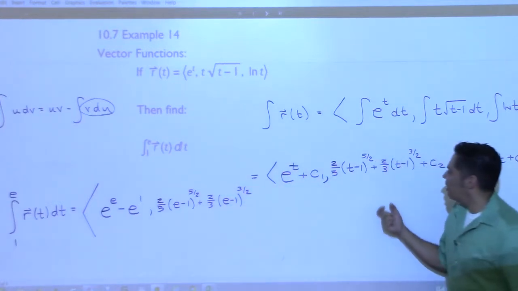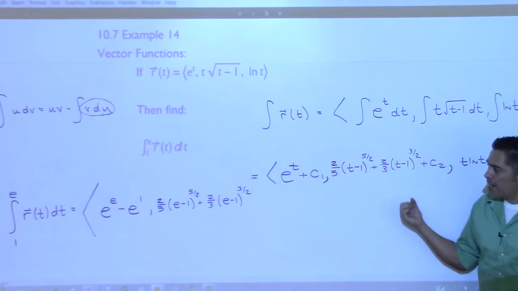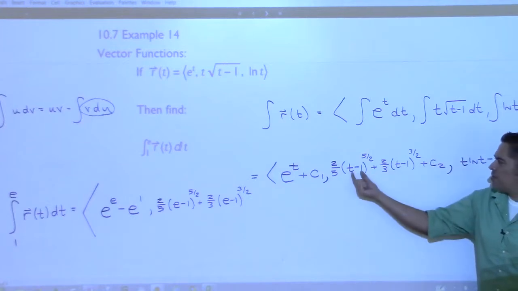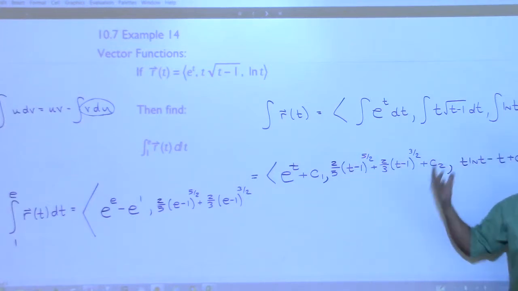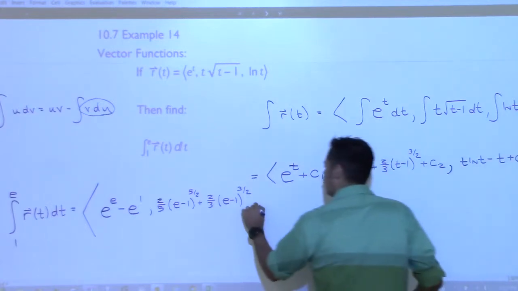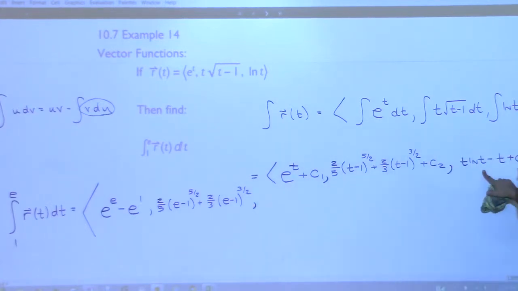That's what I get when I plug in e, right? And then minus what? When you plug in 1, all of the parentheses go to 0, so that's zeroed out, that's zeroed out. So there's nothing there for the second part. And then finally, last part, we plug in e first. So we get e natural log of e minus e.